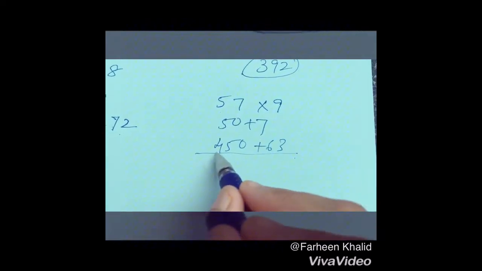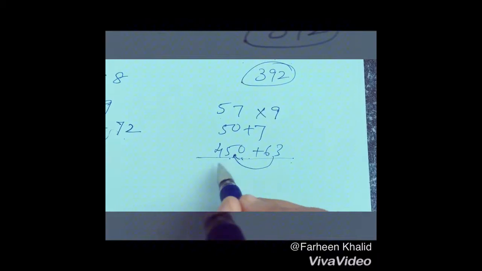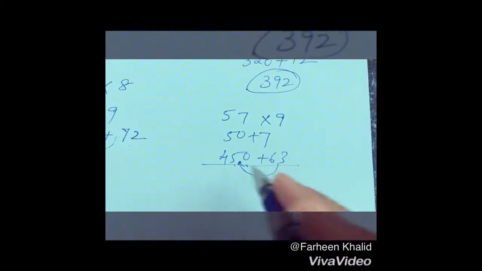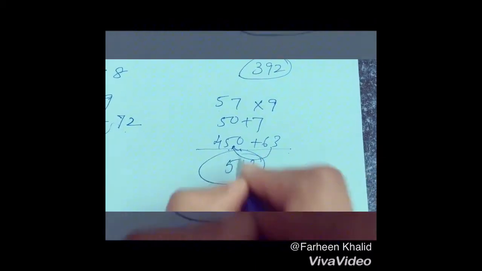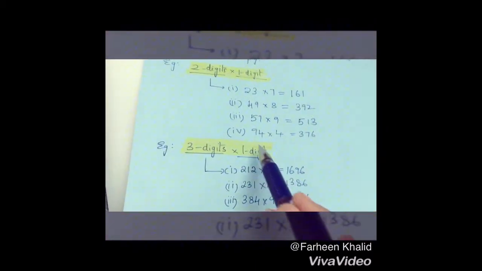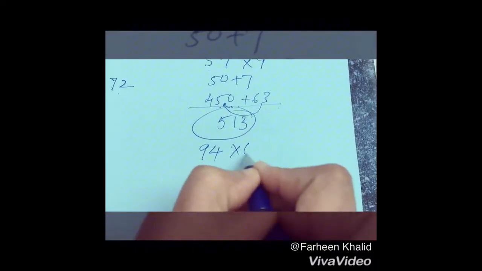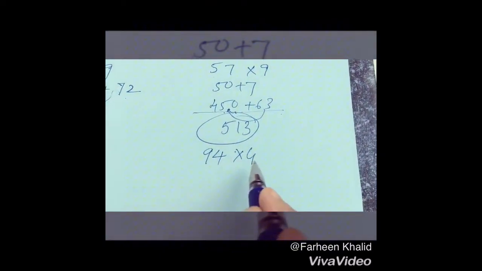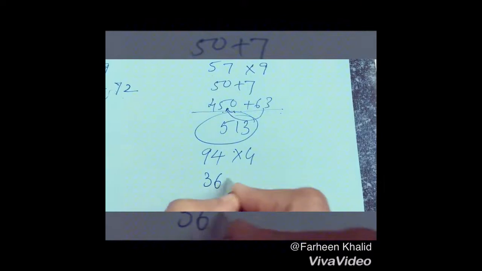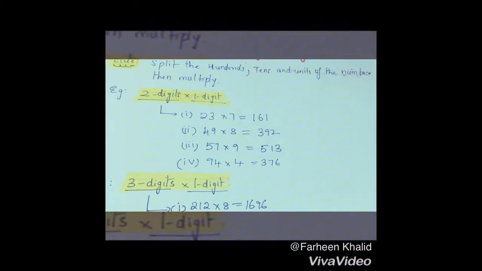Okay, so now it's 450 plus 63. I quickly take 50 here in my mind. It becomes 500, and 13 is left, so 513 is the answer. All right, let's take the last example, 94 times 4. I won't write it down for you, we just do it in the mind. So 9 times 4 is 36, so 360 plus 4 times 4 is 16, which makes it 376. So that's how we do this.